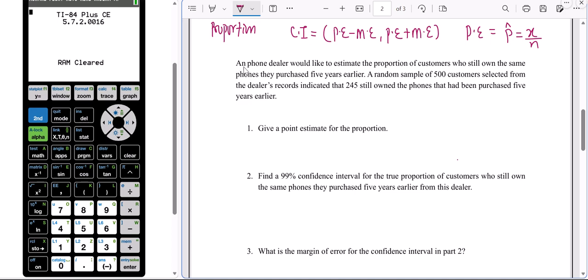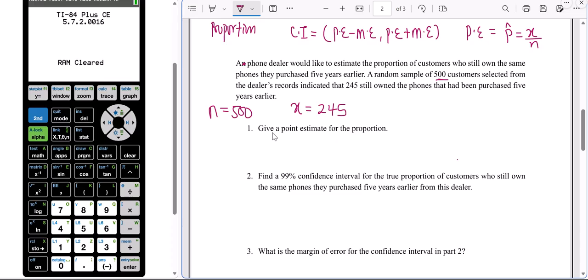Our example says, a phone dealer would like to estimate the proportion of customers who still own the same phones they purchased 5 years earlier. A random sample of 500, that is, your sample size is 500, customers selected from the dealer's records indicated that 245 still own the same phone. That is the number of successes. Your X is 245.